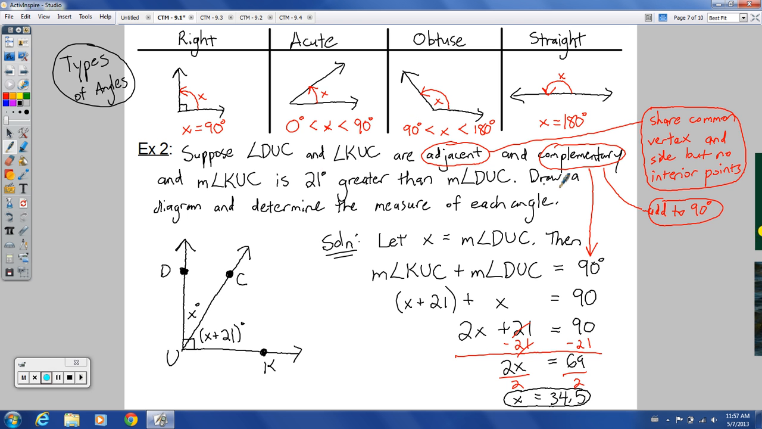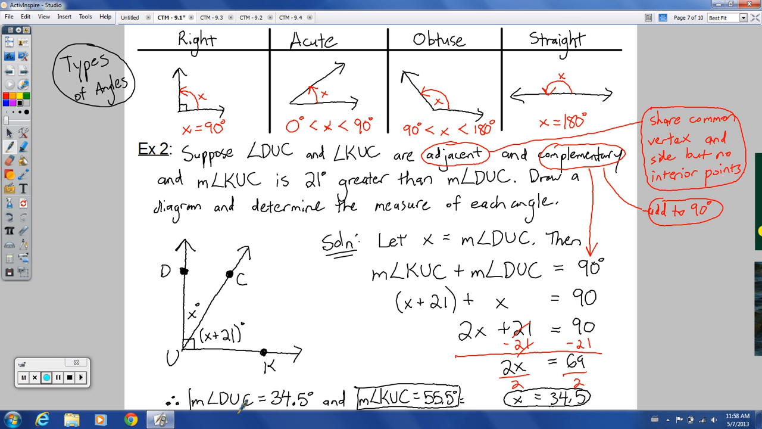It says, careful here, it says to draw a diagram and determine the measure of each angle. So x represents DUC. So now I can say, therefore, the measure of angle DUC, that's what I need to know. One of the things I need to know is x is 34.5 degrees. And the other one, that KUC, that's going to be x plus 21. That plus 21 would be 55, I'm sorry, 55.5 degrees. And so that's one part of our final answer.